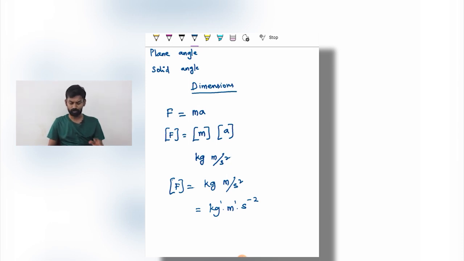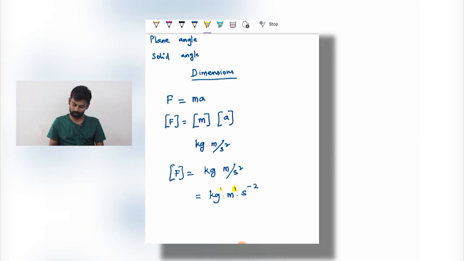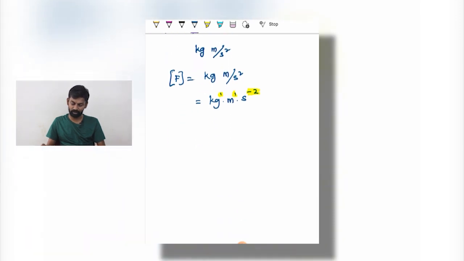So, the unit of force depends upon the unit of mass to the power of 1, the unit of length to the power of 1, and the unit of time to the power of minus 2. So, here 1, 1 and minus 2 are the powers respectively on which the force depends on mass, length and time. These powers 1, 1, minus 2 are called dimensions.